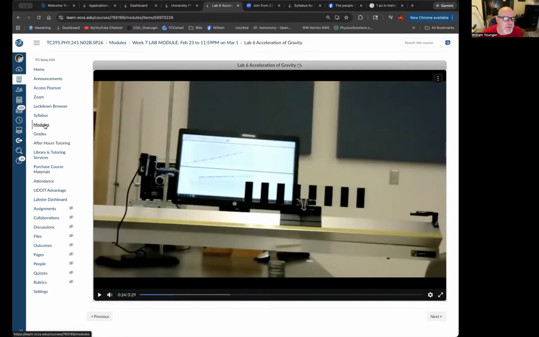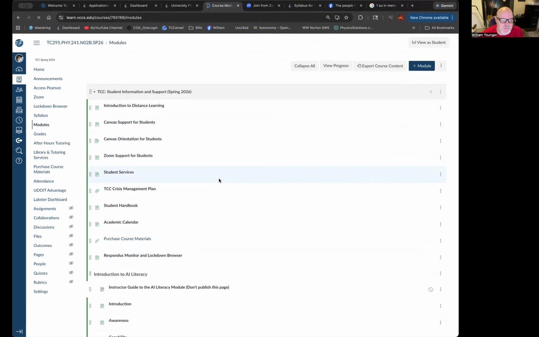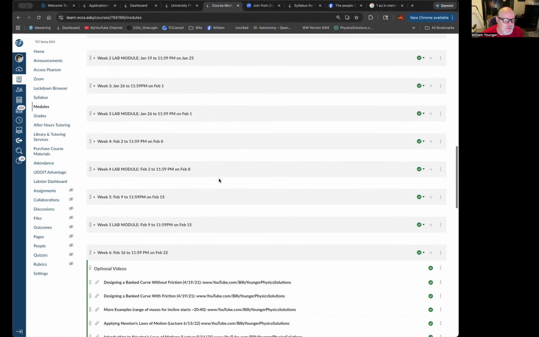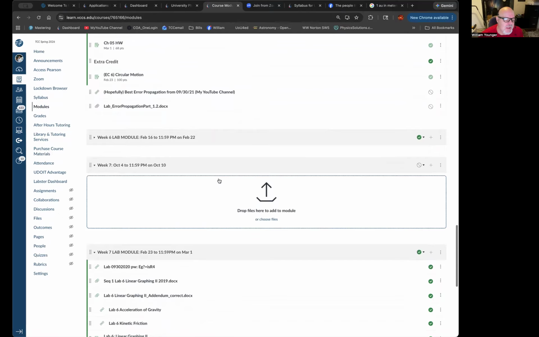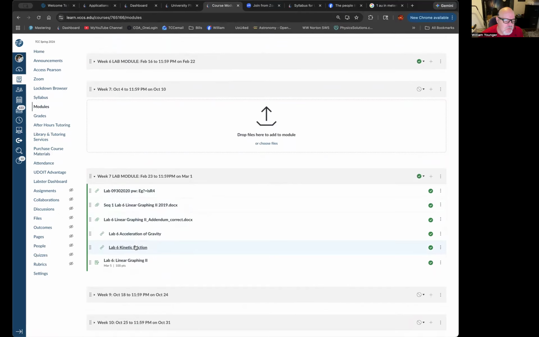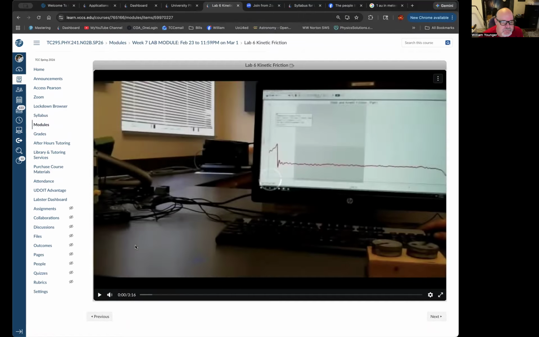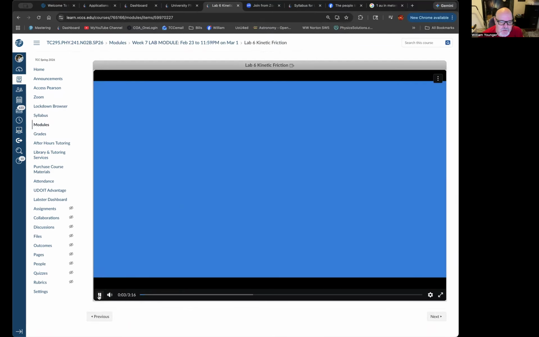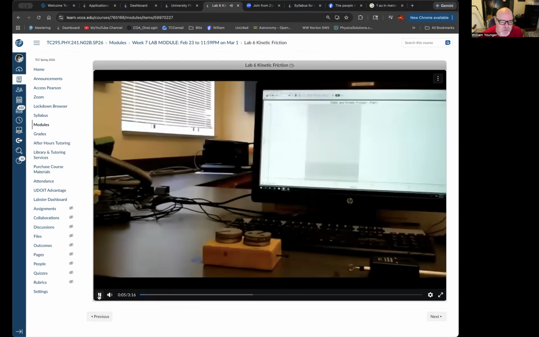So now let me go back to the modules again and show you the other video, or at least show you the beginning of the other video. So again, week 7 lab module. The other video is the kinetic friction one. And again, Dr. Wright explains how the kinetic friction lab is orchestrated. And you can see there's a force probe pulling a block.